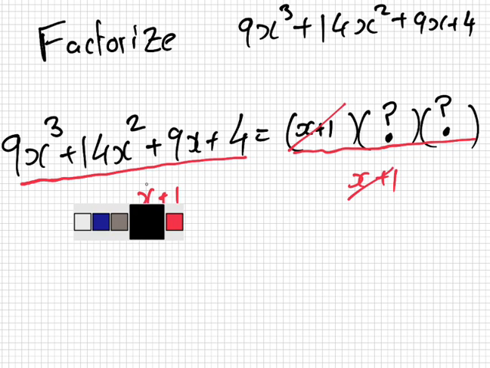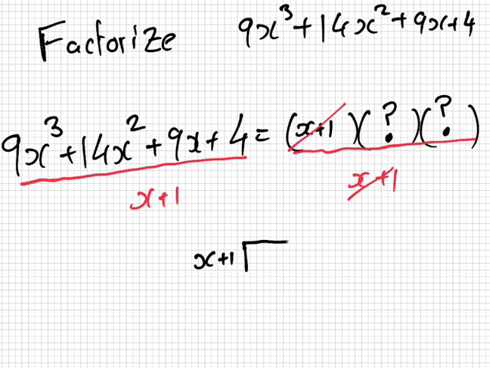It's the long division. So let's do long division here. I'll just try and fit it in here in the middle. X plus 1 divided into 9x cubed plus 14x squared plus 9x plus 4. I'll still write it. I'm just making more space. It's given in the question.